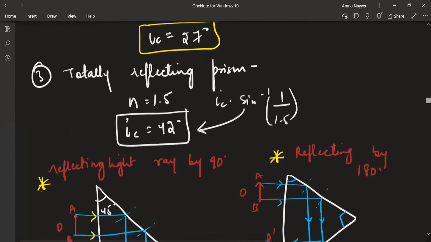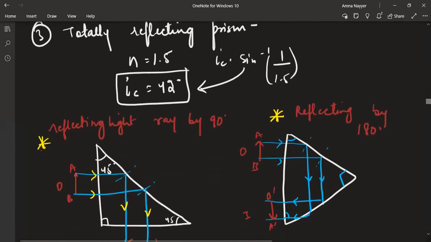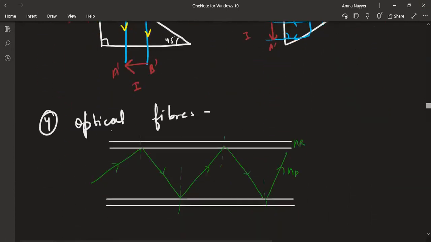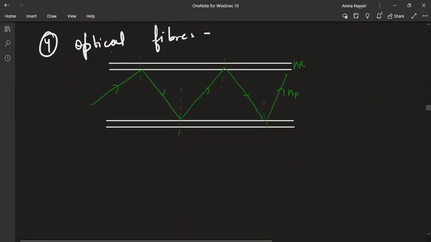Yes, you can remember the value of critical angle for the reflecting prism. That is 42 degrees. So these two prisms can be asked to you, reflecting a light ray by 90 degrees and reflecting a light ray by 180 degrees. Then you have optical fibers. Optical fibers are also involved.